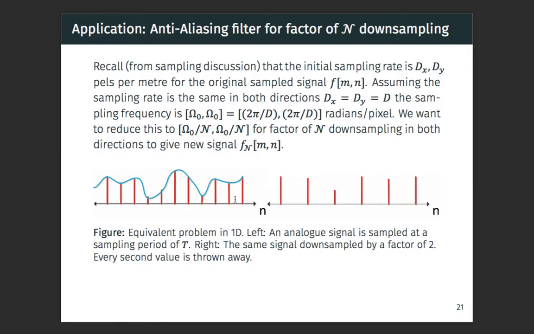Most of the discussions here will use 1D diagrams, but you have the same equivalent in 2D. On the left, the blue line is your original continuous signal, and you've sampled that, so that would be the pixel sensors on your camera. What we want to produce is this sparser version, the red dots on the right. Here we have a downsample factor of 2, and in most of the examples we use that number.